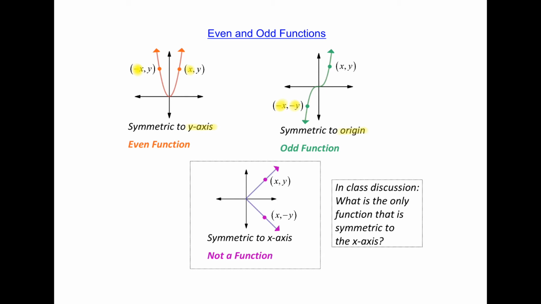Now, symmetric to the x-axis, you can see on the bottom here, I have it boxed in. The reason is that symmetric to the x-axis is not even a function. So we don't really talk about symmetric to the x because it's the x that stays the same and it's the y value that becomes opposite, which means you have one x value going to multiple y values. So it's not a function. One of the things I want you to think about, though, is what is the only function that is symmetric to the x-axis? There is one function that is symmetric to the x-axis. See if you can figure it out, and then we can talk about it in class.